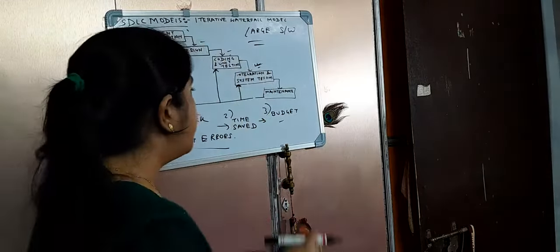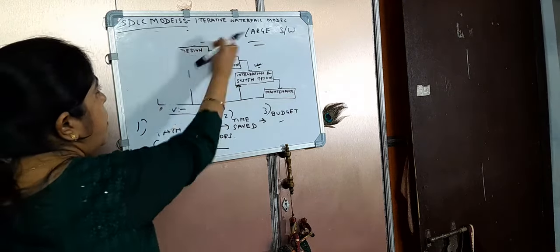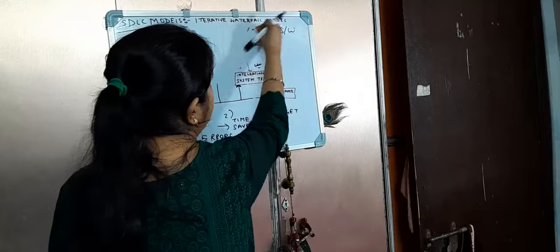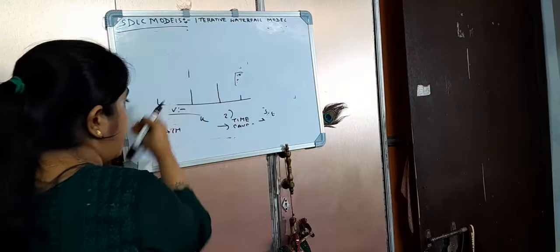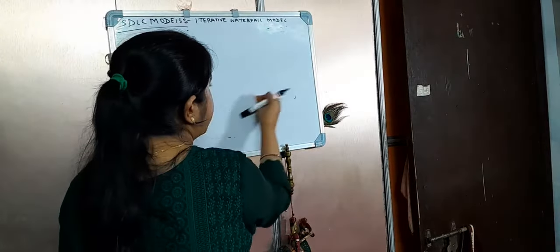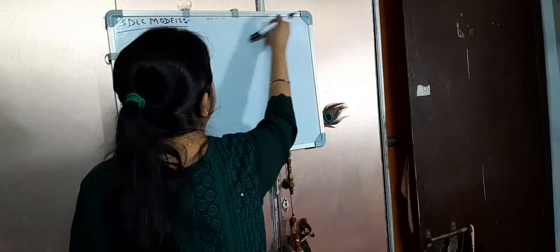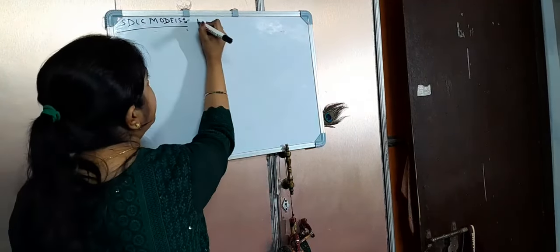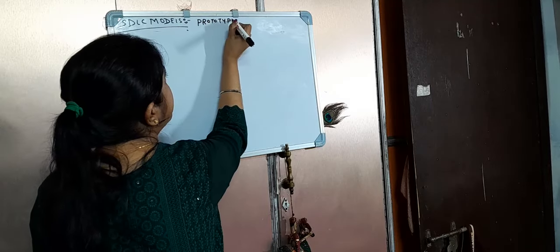Now we will go to the next model. First model was the classical waterfall model. Second model is the iterative waterfall model. Now we are going for the third model. What is our third model? The third model is the prototyping model. As we all know, what is a prototype? Prototype means look-alike. So this is our third one, the prototype model.